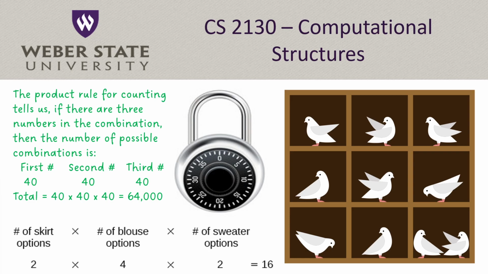I've got two things on the product rule here. In particular, this was just saying how many combinations can you have with a particular lock, since there are 40 numbers, 0 through 39, 64,000. Oh, so this is a different product rule from taking a derivative, right? Yes, different product rule. This is a counting product rule versus the derivative product rule.